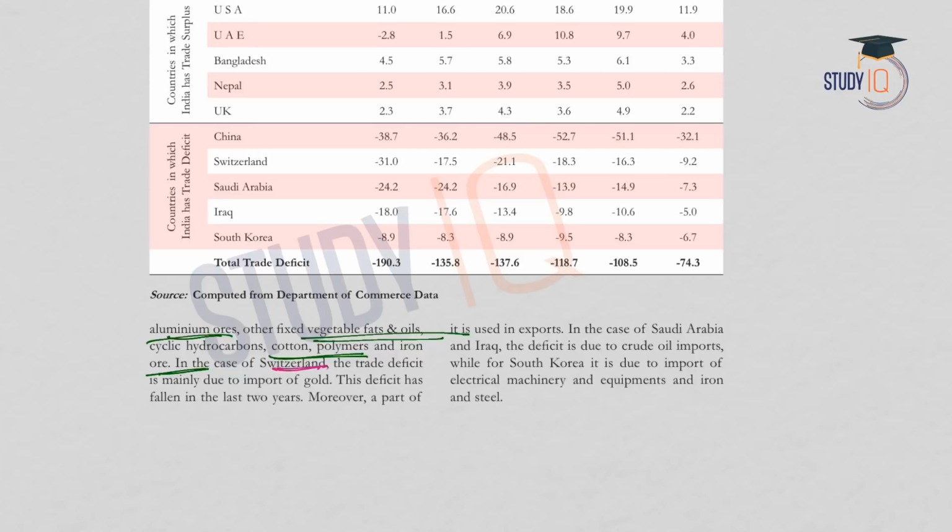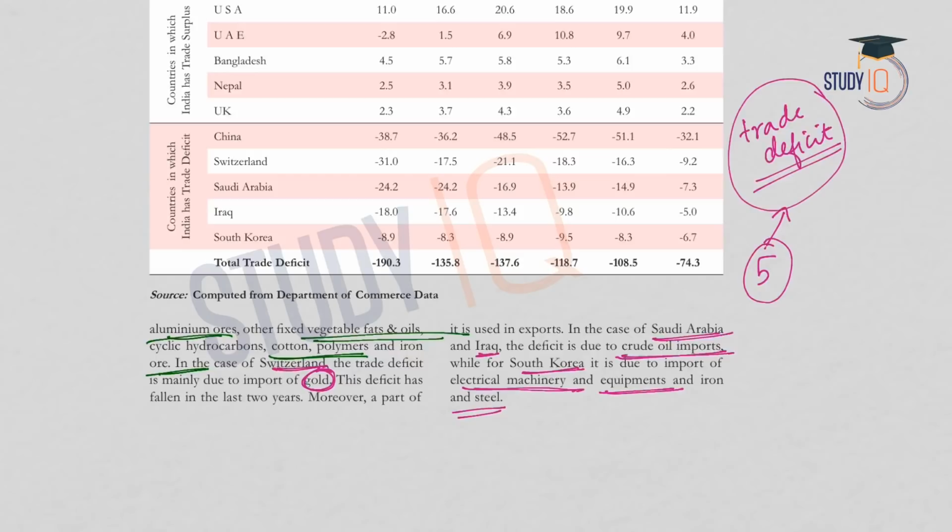So, imports from Switzerland mainly account for gold. Now, coming to Saudi Arabia, Iraq, etc., mainly due to crude oil imports. And South Korea due to import of electrical machinery and equipments and iron and steel. So these 5 countries are the major trade partners of India with whom we have a negative trade balance or trade deficit. And now we have seen which all are the items on which we import from these countries.